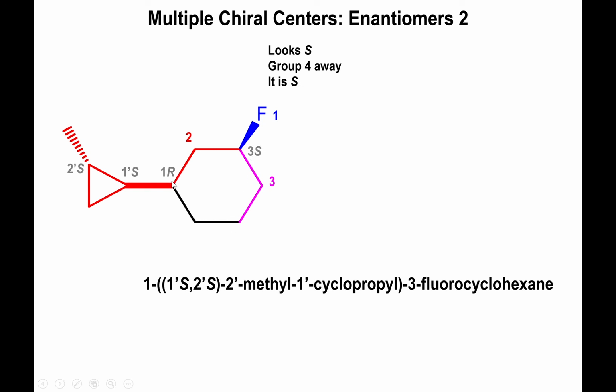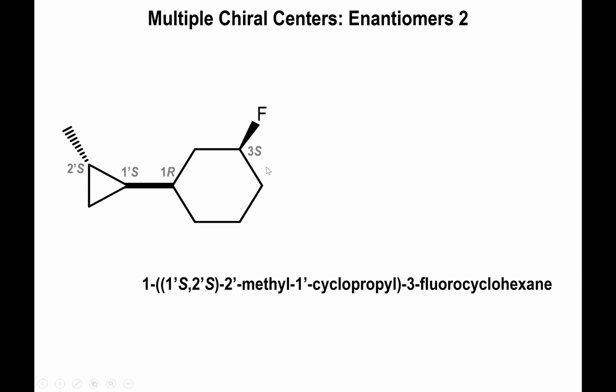And so now we have everything at hand. At position 1 we have the R configuration, at position 3 we have the S configuration, and since those are part of the parent chain, they go in front of everything else. 1R, 3S, and inside the parentheses we have 1 prime S, 2 prime S. Once again, the assignments are based on increasing order of the numbering scheme. So 1 comes before 3, 1 comes before 2.